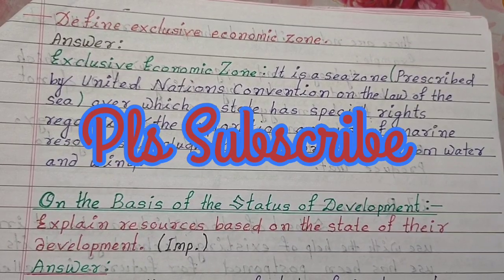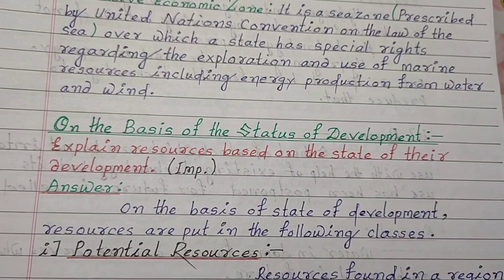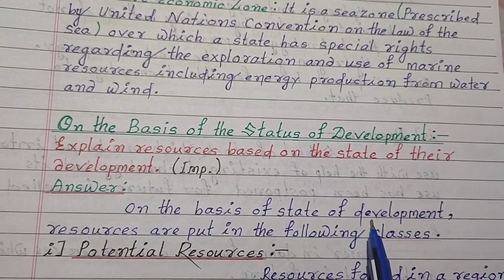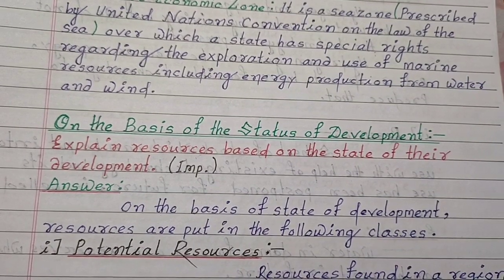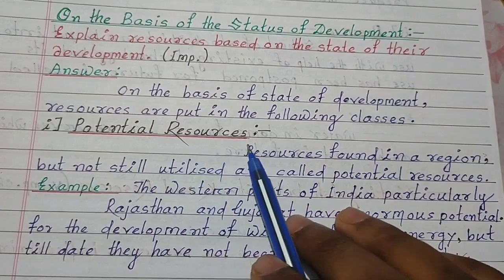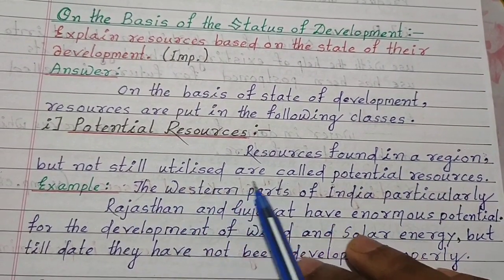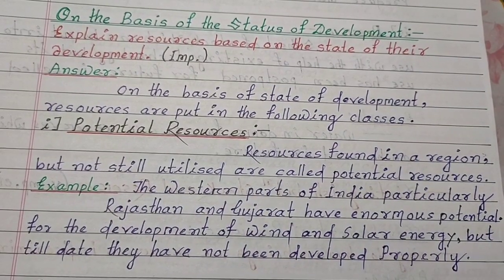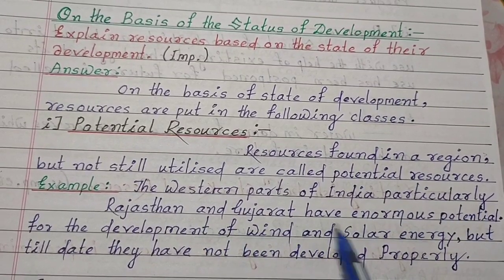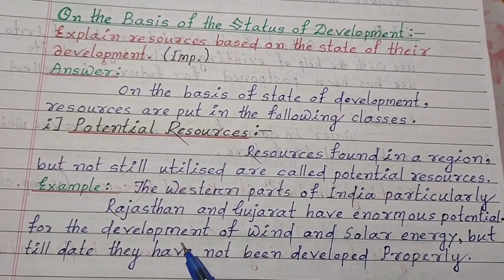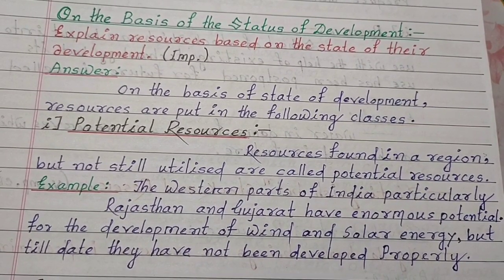Okay, next, on the basis of status of development. This is very important. On the basis of state of development, resources are put in the following classes. What are potential resources? Resources found in a region but not yet utilized are called potential resources. Example: the western part of India, particularly Rajasthan and Gujarat, has enormous potential for the development of wind and solar energy, but to date they have not been developed properly.